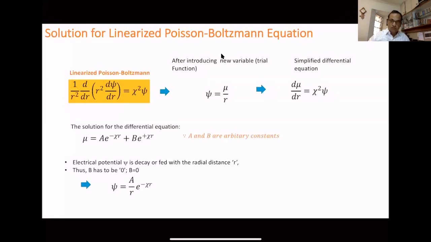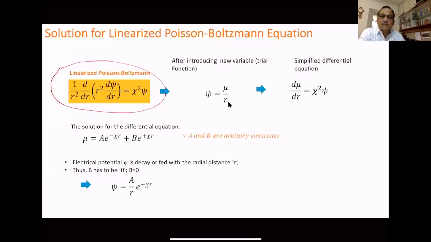Well, so this is what we had done last time. That is the solution for the linearized Poisson-Boltzmann equation. If you remember, we have now linearized the Poisson-Boltzmann equation.